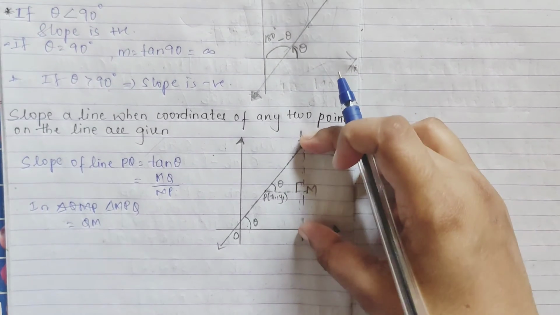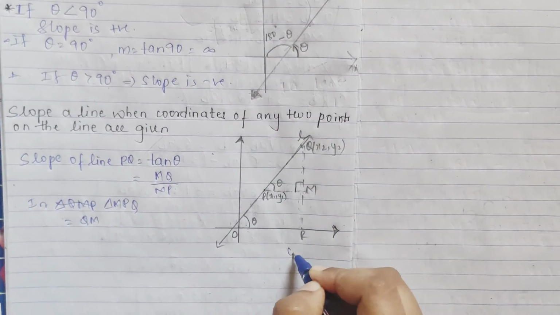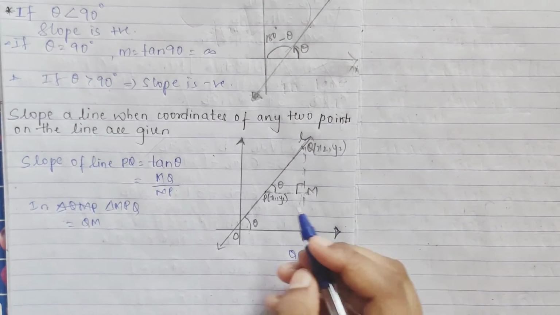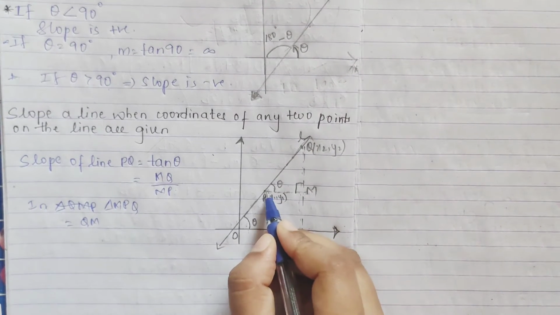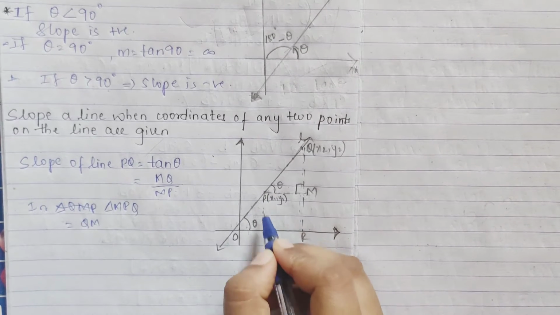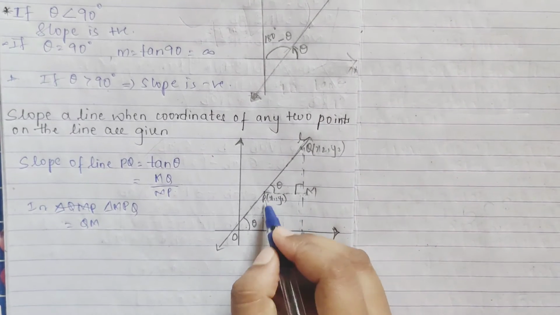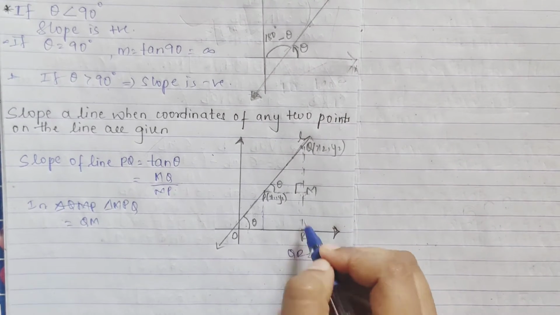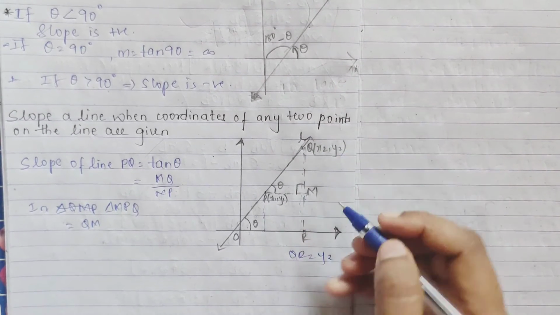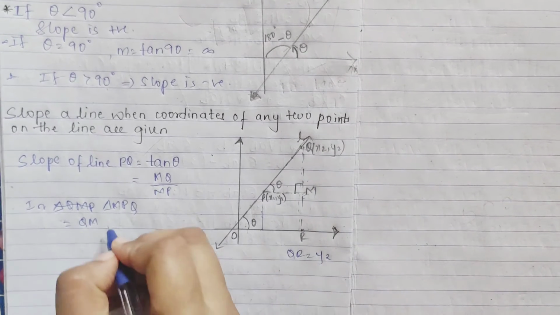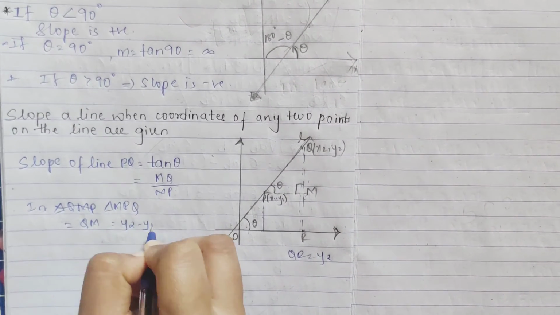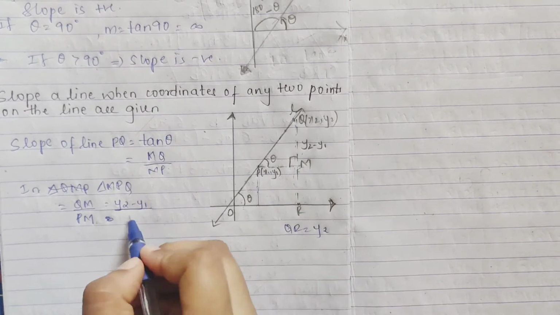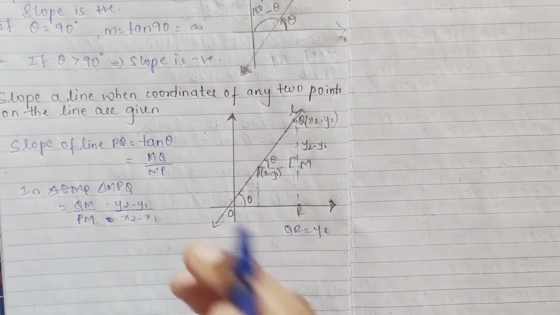Here the whole QR is y2. This part is y1, from x1, y1, so obviously RM will also be y1. So QM will be y2 minus y1. The same goes for MP: MP will be x2 minus x1.